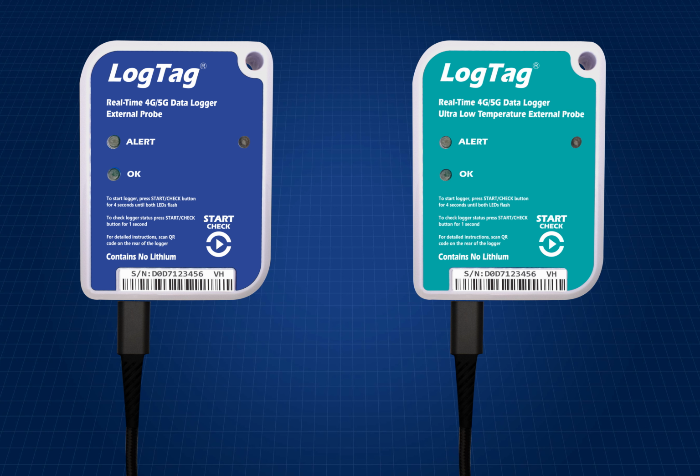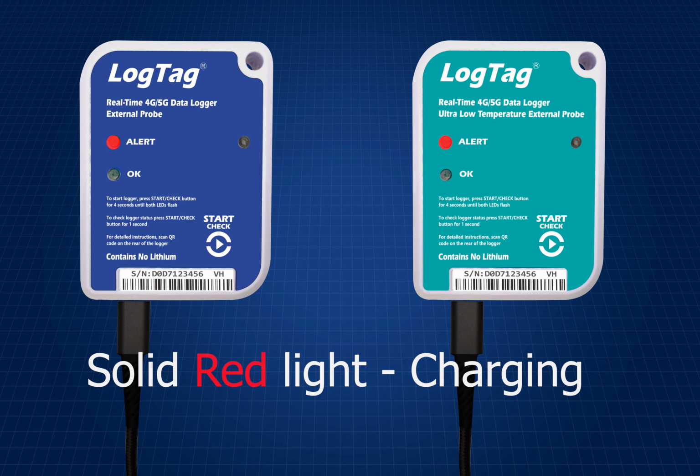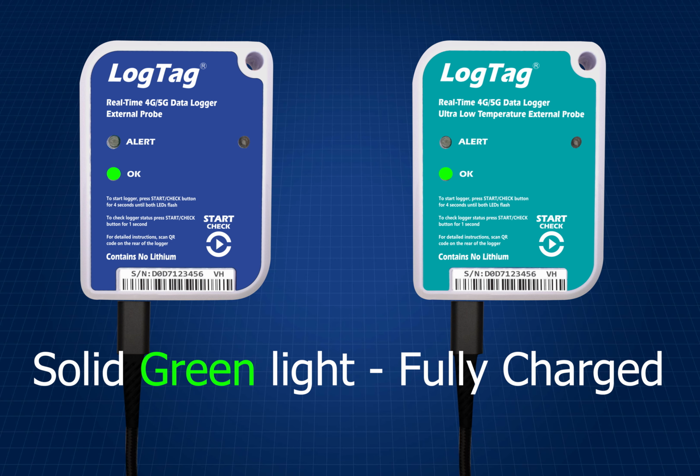Connect your logger with a USB-C cable to a power outlet to start charging if required. If the solid red LED lights on, the logger is still charging. Once the solid green light is on, the logger is fully charged.